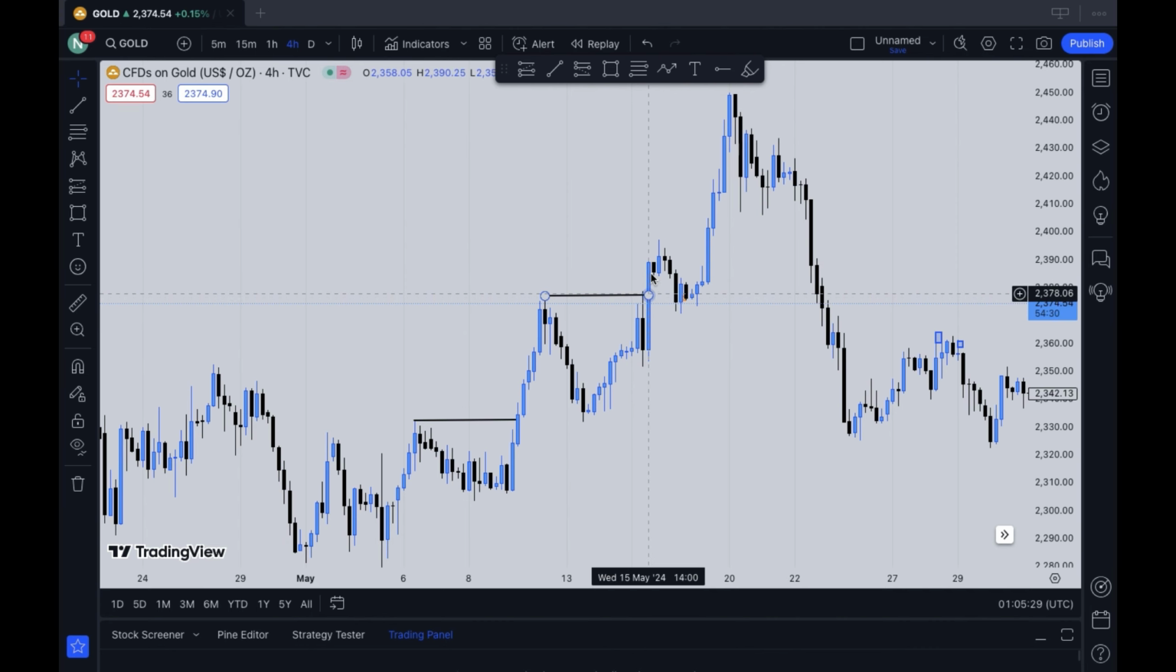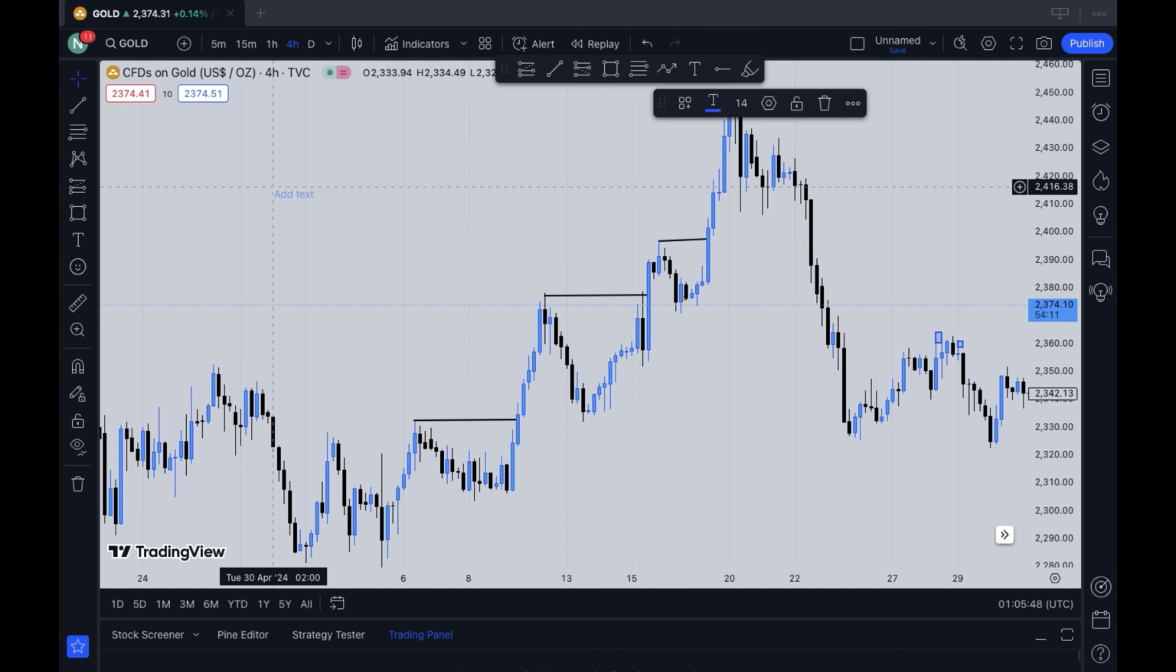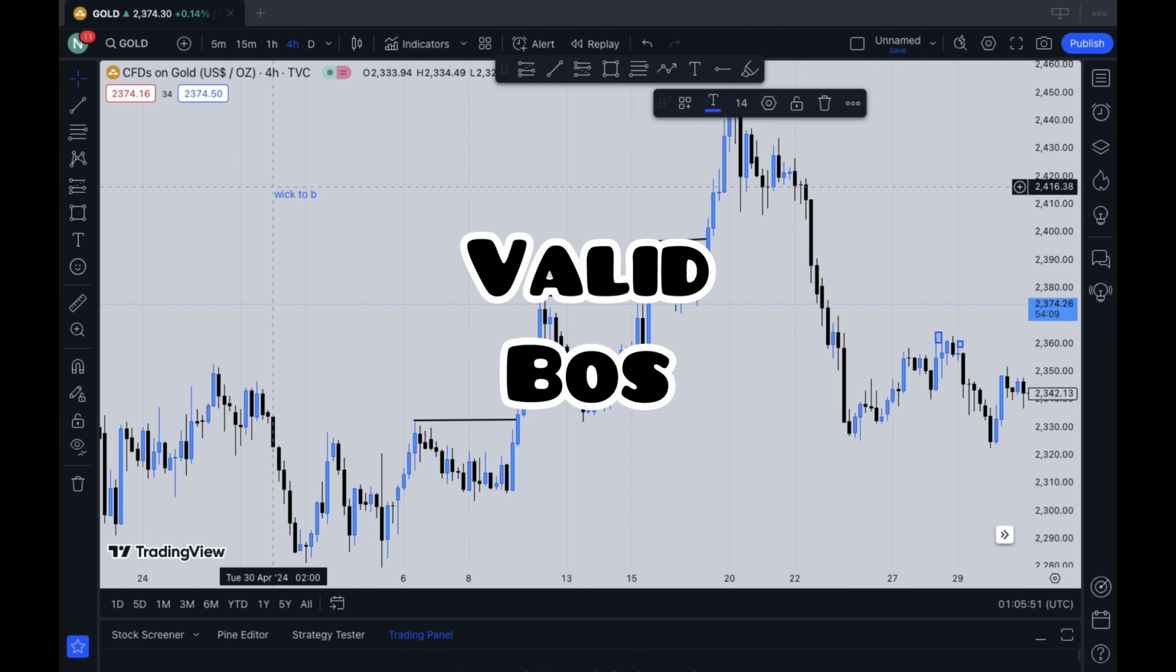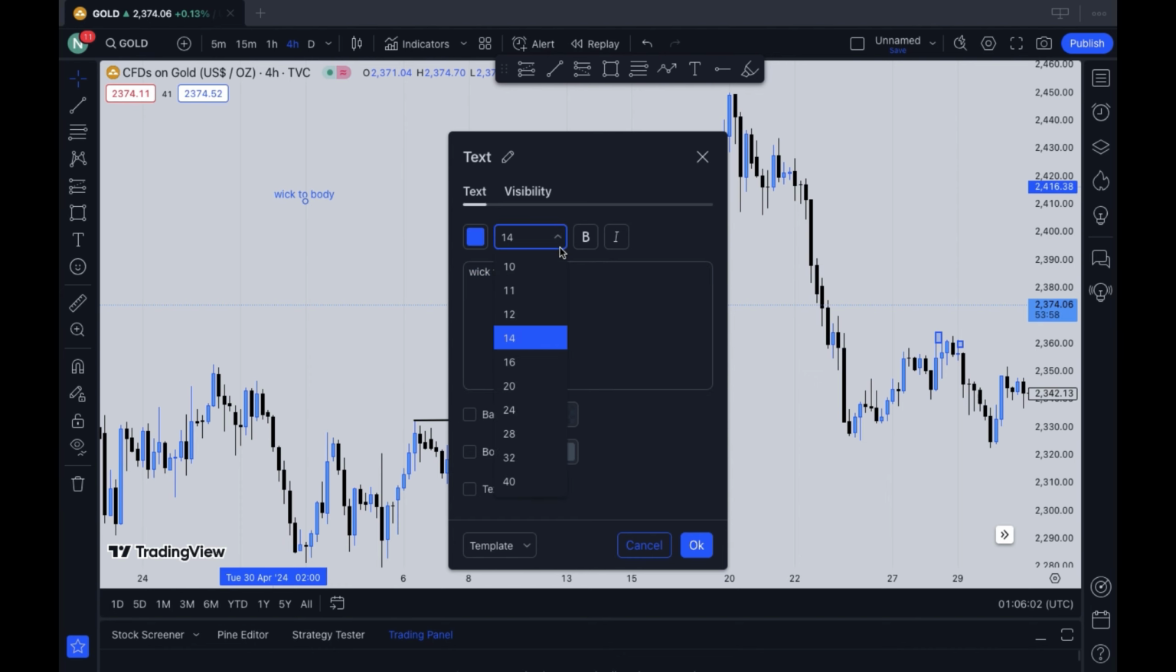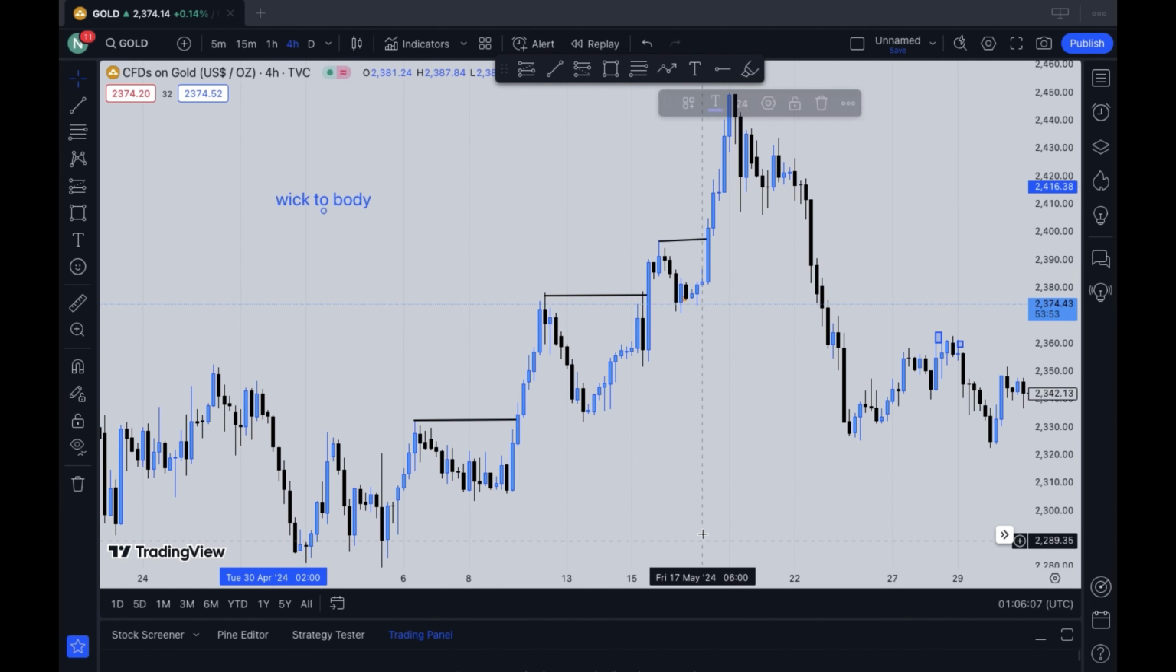Another very important thing to consider when drawing out break of structure zones is the wick and the body. You notice that anytime I'm drawing a break of structure, it is from the wick of the recent high candle to the body. That is the only thing you should consider as a valid break of structure. Let me put that down here so you can see: it is from wick to body. If you see a break of structure that is from a wick to another wick of a candle, it's not a valid break of structure.